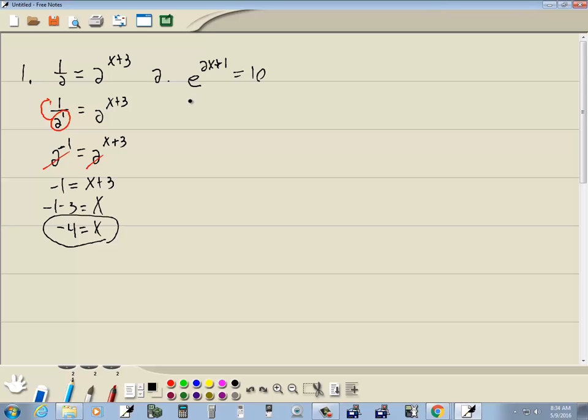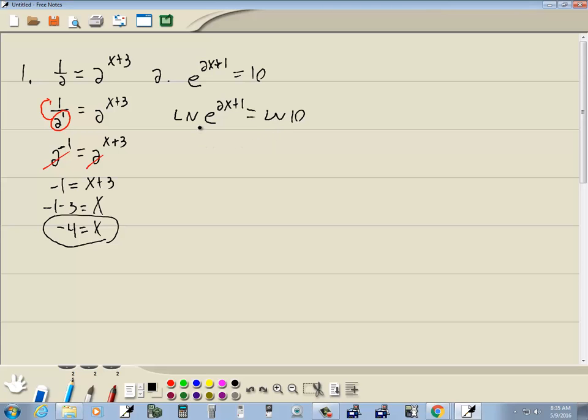Our first step is to get the part with the variable and the exponent by itself on one side. And that's true. This is e to the power. There's nothing in front of it, nothing after it. Just simply have e to that power. Our second step, we take natural log of both sides. It's got natural log of e to the 2x plus 1 is equal to natural log of 10.